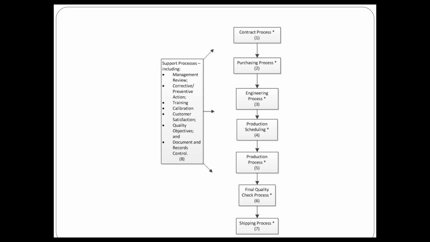Here is a very simple example. Again, you'll note that support processes are kind of off by themselves, and we have sort of a top-down flow. And you'll note in some cases the unique nature of the process names here. They've got something that they call engineering. They've got a separate process for production scheduling and so forth. Fairly straightforward.